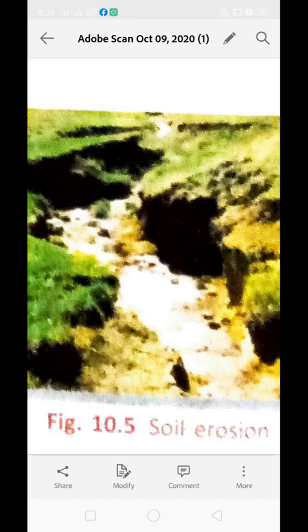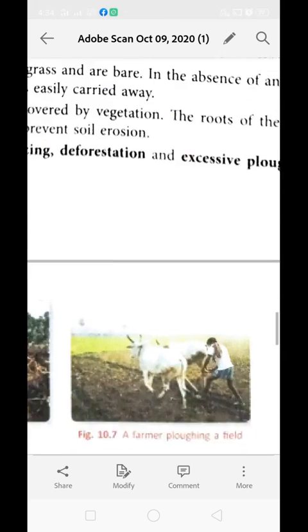The roots of plants bind the topsoil particles together and prevent soil erosion. Soil erosion is also caused by overgrazing, deforestation or excessive ploughing of the field. If you plough the field excessively, it will make the soil bare, and of course the topsoil will be blown away with the help of wind. Clear? If you cut the trees more and more, the soil will become bare, the upper layer of the soil becomes dry, and dry soil can easily be blown away by the wind.